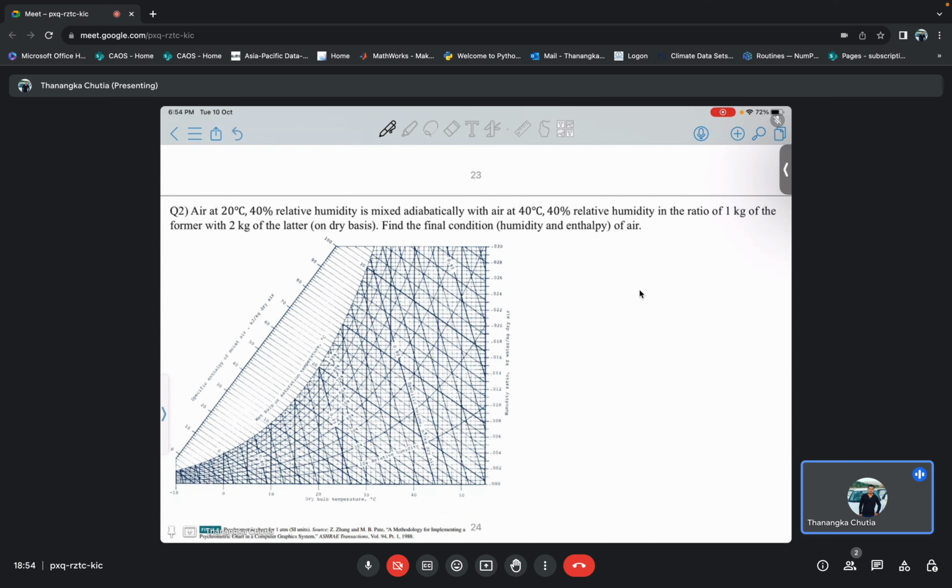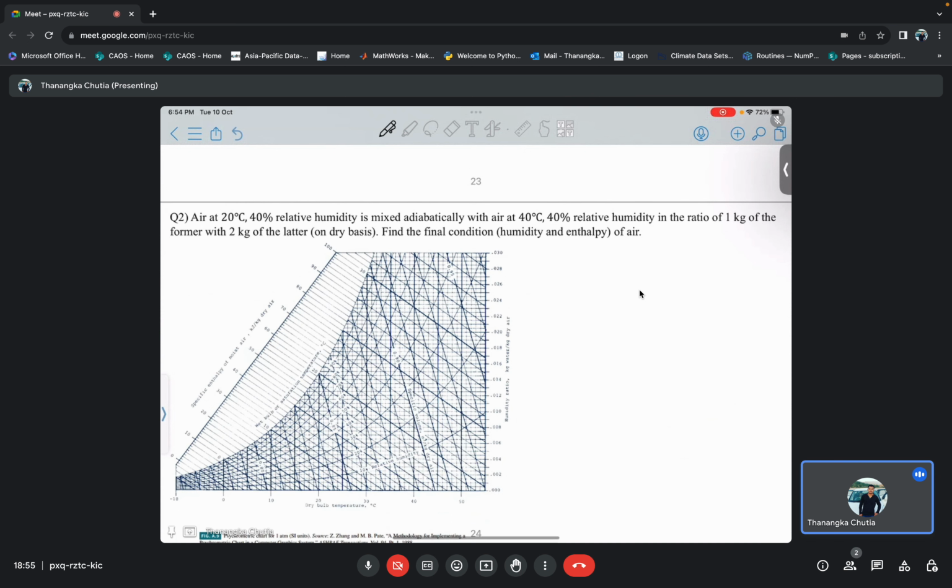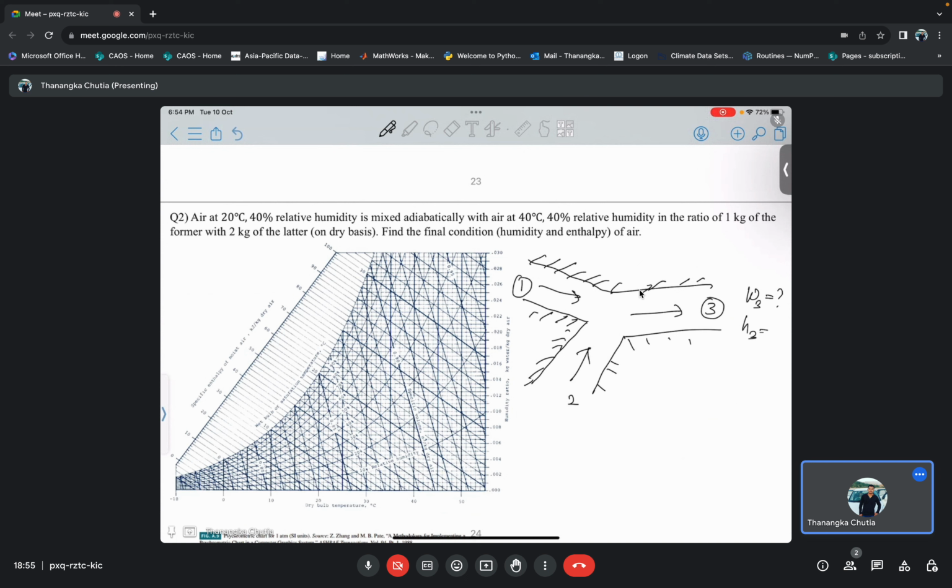Okay, so now air at 20 degrees Celsius and 40% relative humidity is mixed adiabatically with air at 40 degrees Celsius and 40% relative humidity in the ratio of 1 kg of the former and 2 kg of the latter on the dry basis. You have to find the final condition, humidity and enthalpy of the air. So basically there are two streams of moist air. Say this is your stream 1 and this is your stream 2, and they are forming a mixture, that is 3.